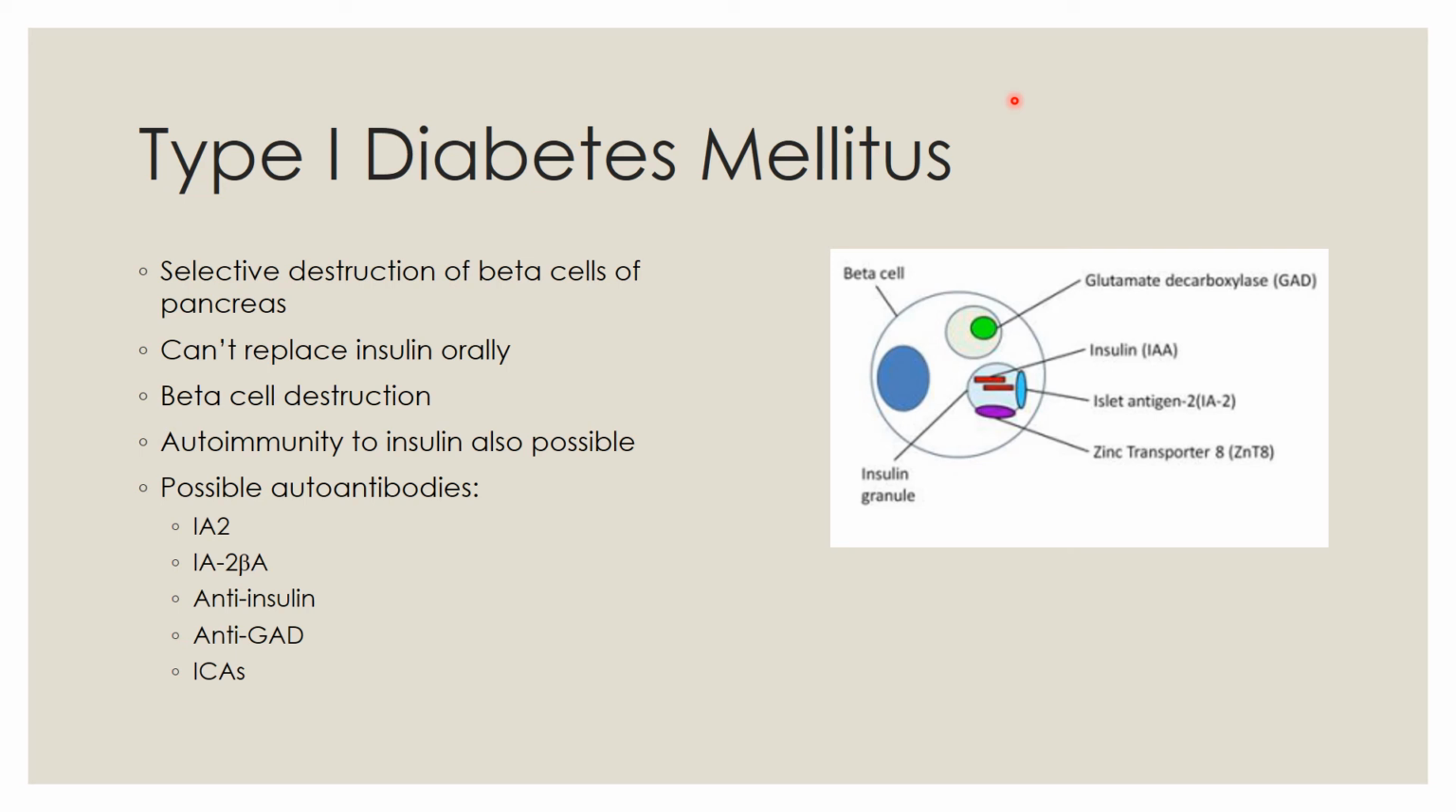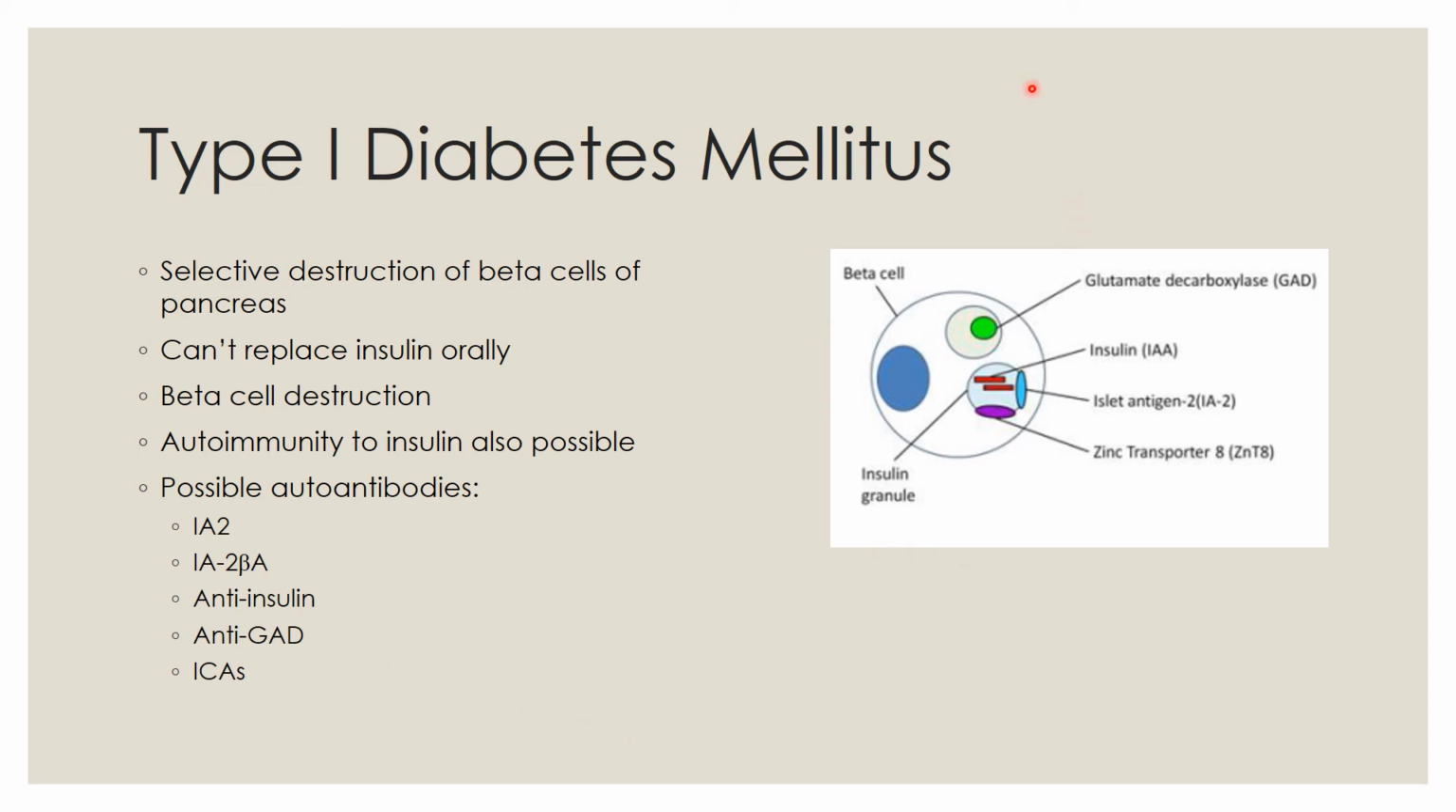Okay, so there actually are several autoantibodies possible here, and those are all based on what we have found. This is what's going on. This is the beta cell. Okay, it's a cartoon, obviously, but this is the beta cell, and we have found antibodies directed against not just the whole beta cell, but to the different components of it.